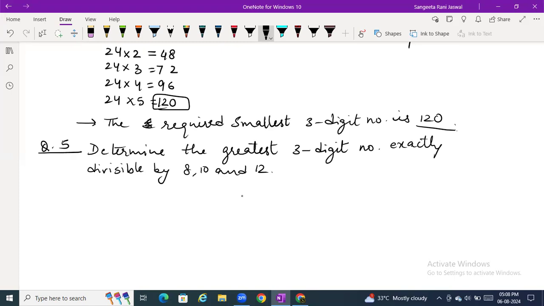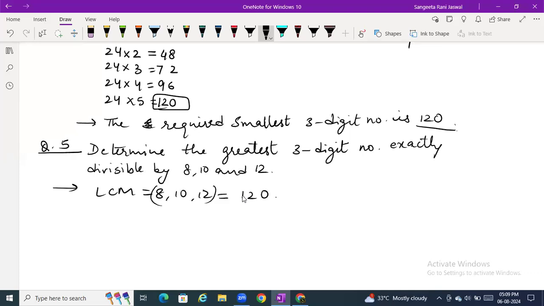Ma'am, I got the LCM. Okay, let others also do it. Ma'am, I got the greatest three-digit number. Good. Okay, what is the LCM of this? Ma'am, of 8, 10, and 12? Yes. Ma'am, 120.